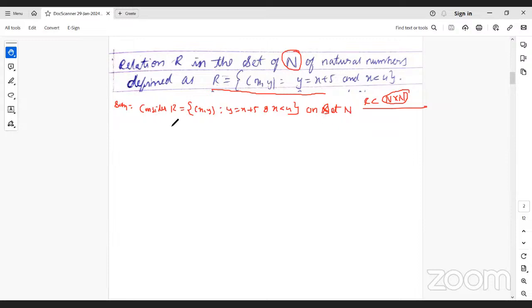Again I will try to convert this given example into roster form. This is already given in rule form, so we will write down this relation.